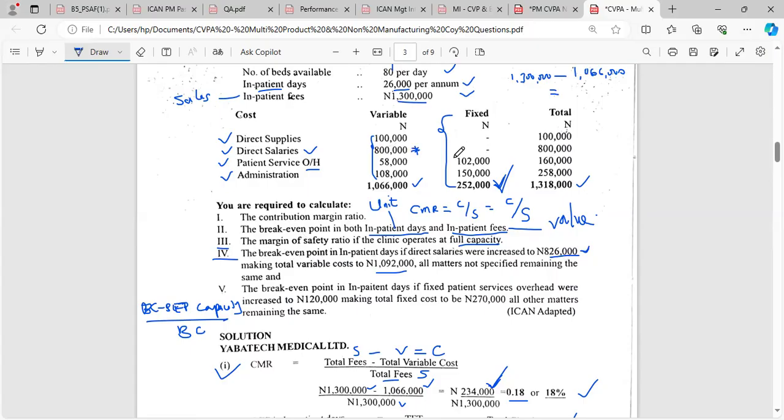Remember, what we want to calculate is the break-even point in inpatient days, and inpatient days is like quantity. So the formula we need is fixed cost divided by contribution per unit. What is our new contribution? 1,092,000, and we calculate it for inpatient days, which is 26,000. So 1,092,000 divided by 26,000 gives contribution per unit. Our fixed cost remains the same, 252,000.